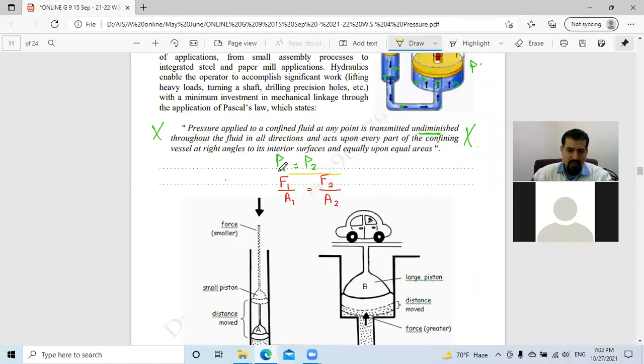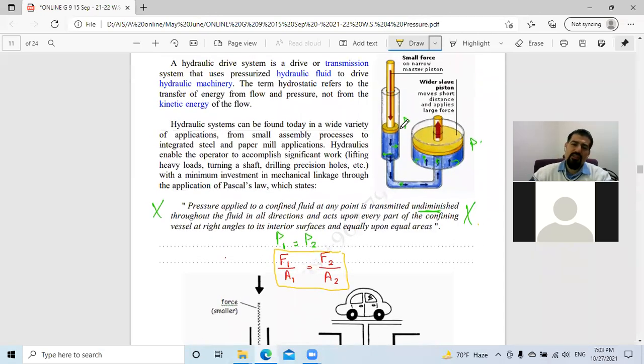What does this formula tell us? Look here. Because this area is small, let's assume it's 1 cm², and this area is 50 cm². So we have 10 newton divided by 1 equals how much output force, which we are going to use to lift cars? We don't know the force F2, divided by 50. So I do cross multiplication, and the force will increase 50 times. That's why they call this device a force multiplier.